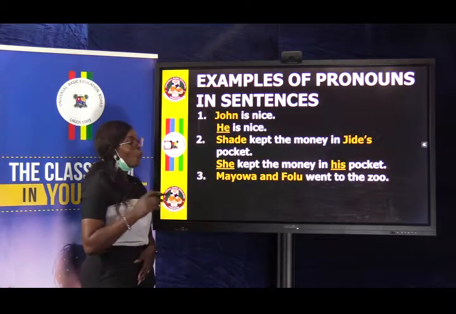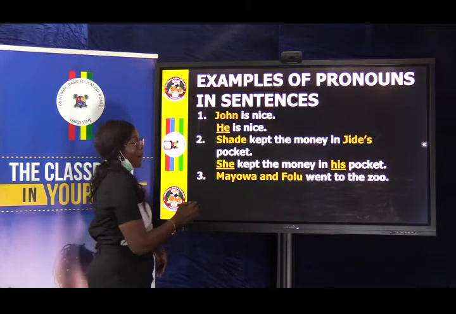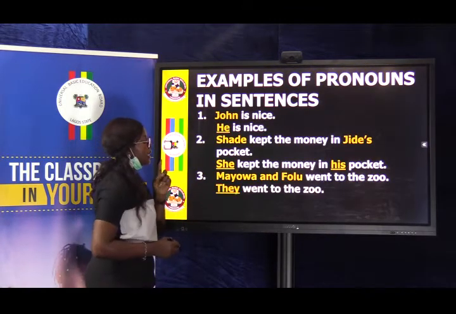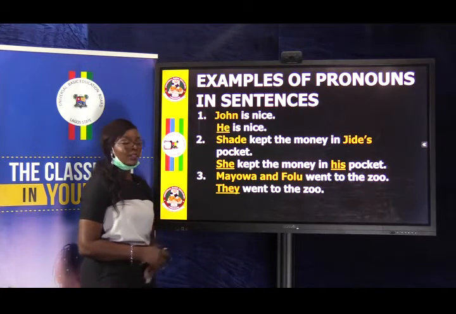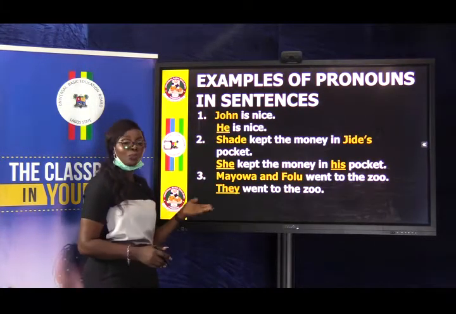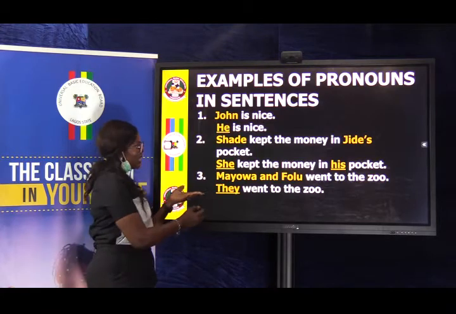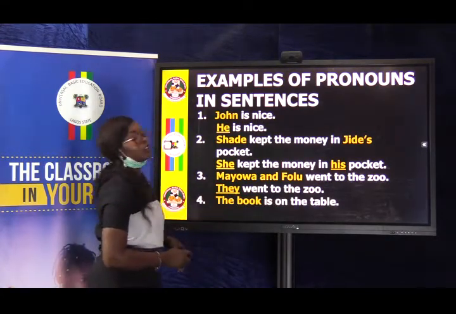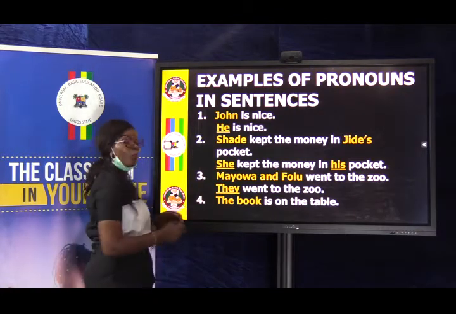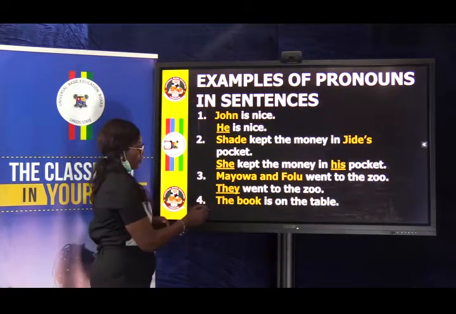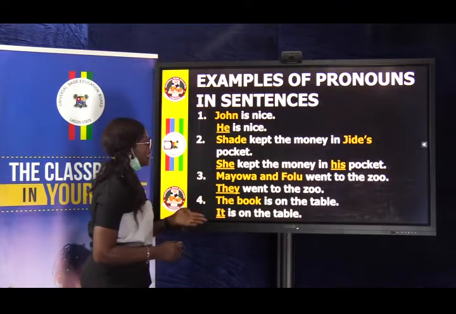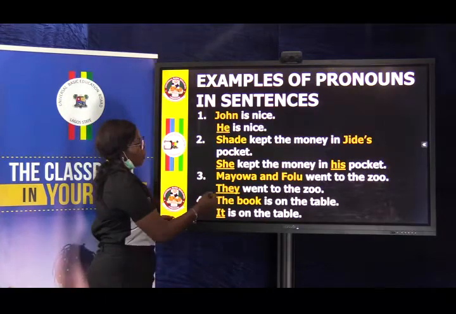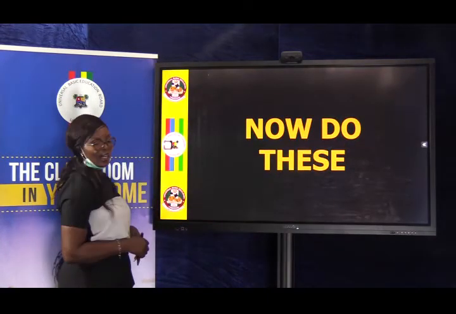Mayowa and Folu went to the zoo. Two people now. How can we put that? They went to the zoo. And the pronoun there is they. It makes it a lot easier to say, right? Great. The book is on the table. Now, the pronoun, when it comes in, it is on the table. Wow, so easy to say when a pronoun comes into action.